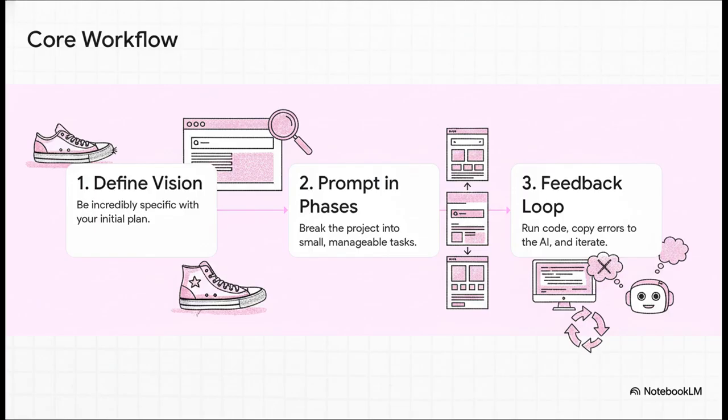And finally, you get into this feedback loop. You run the code, it'll probably break, you copy the error message, and you feed it right back to the AI to fix. You just rinse and repeat that loop.